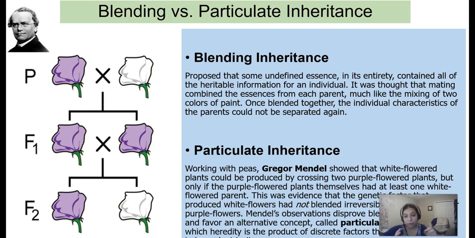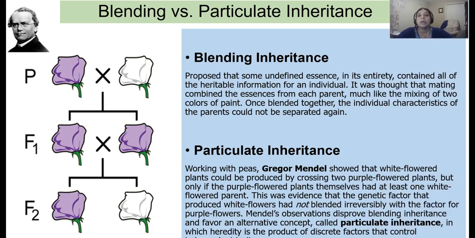So in olden times, before the experiments were performed to examine it any further, there were two different hypotheses around for this, how things were inherited, how characteristics were inherited. One was the blending theory, blending inheritance, and the other was particulate inheritance.